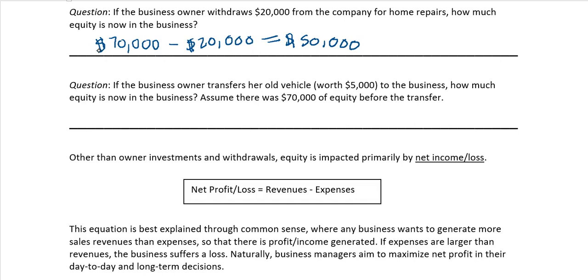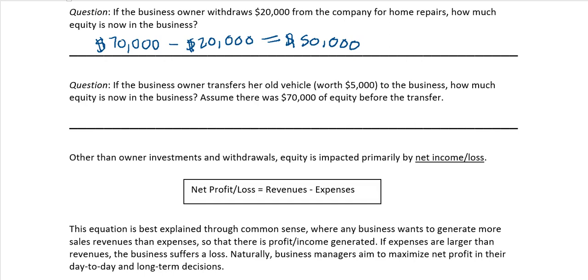Now, we have a second question. If the business owner transfers an old vehicle worth $5,000 to the business, how much equity is now in the business? And we're going to assume the first question doesn't count, that there's still $70,000 of equity before the transfer. So 100,000 in assets minus 30,000 in debt equals 70,000 in equity, like we had at the top of the page.